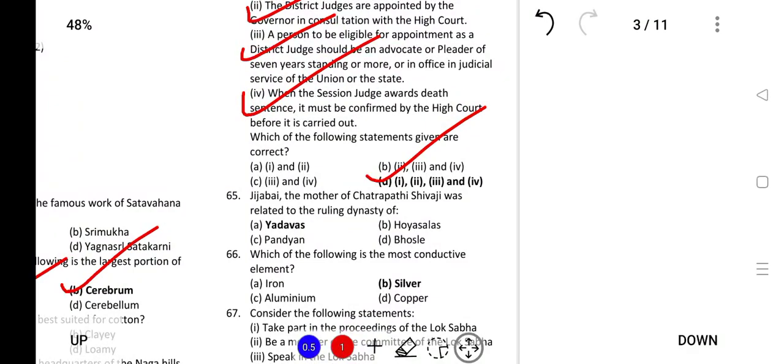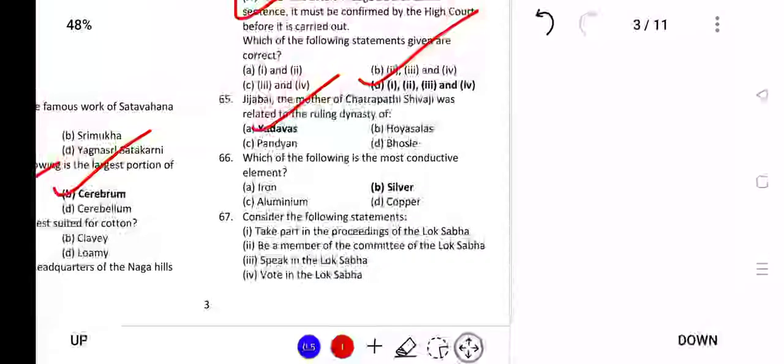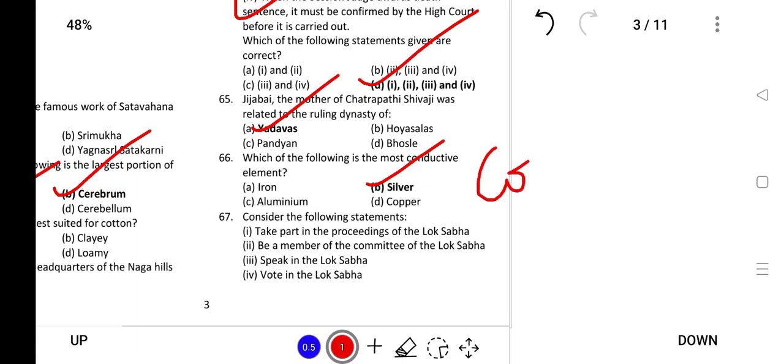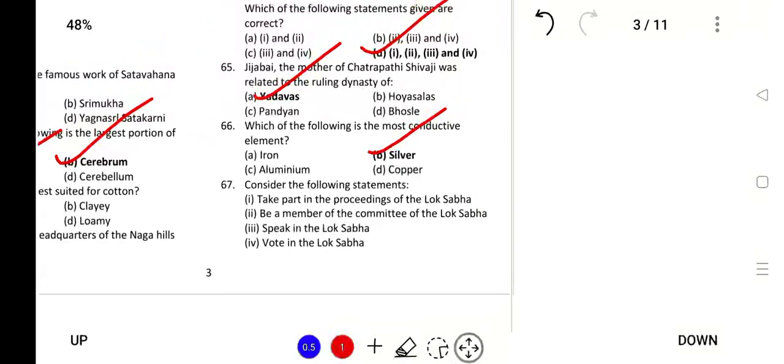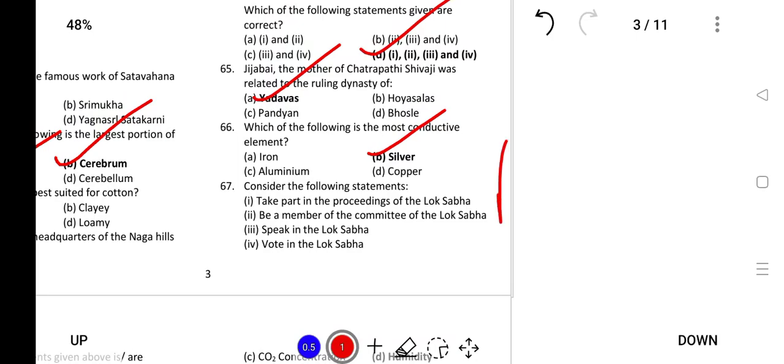Jijabai, the mother of Chhatrapati Shivaji, was related to the Yadavas. The most conductive metal is silver, second to copper. So first is silver, Ag, and next is copper, Cu. Silver is Ag, sorry.